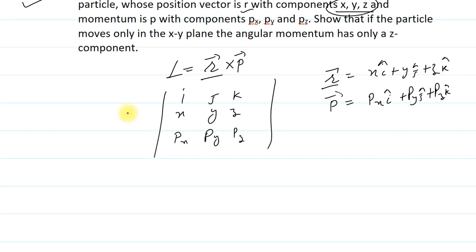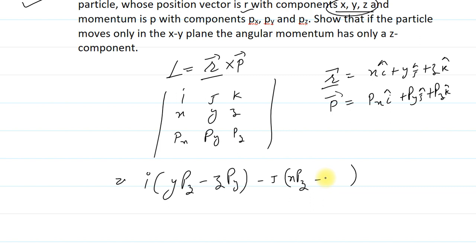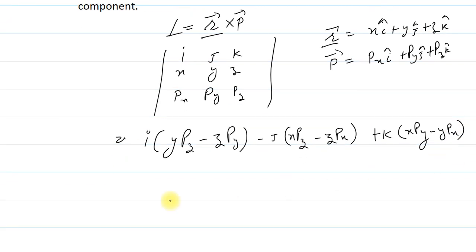So then we can easily get the components for angular momentum. The components will come out something like this. i times (y pz minus z py), and minus j times (x pz minus z px), plus k times (x py minus y px).